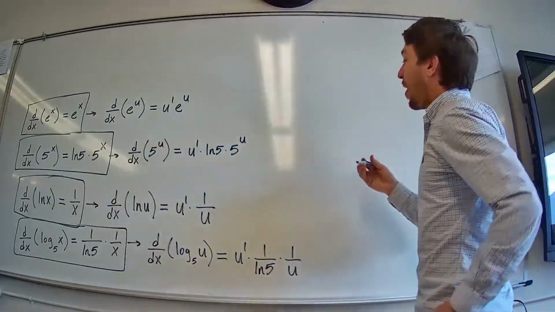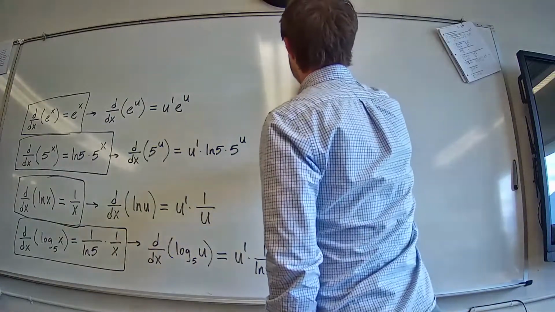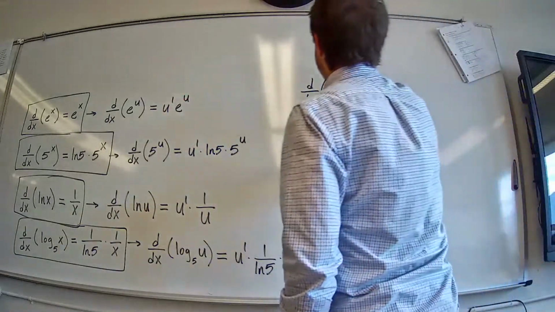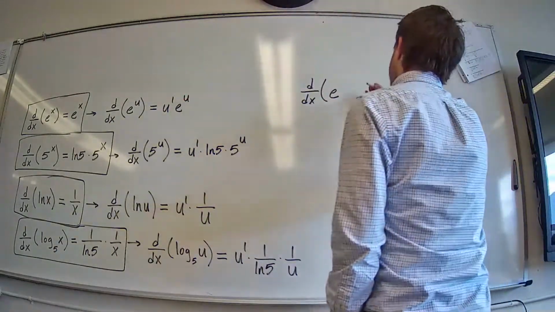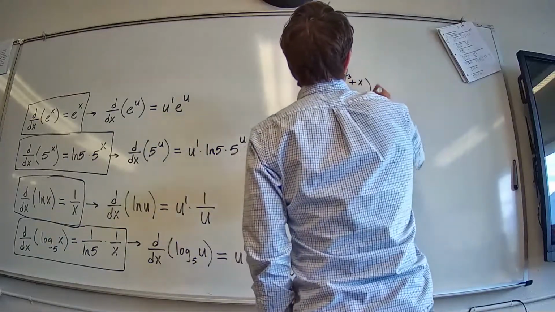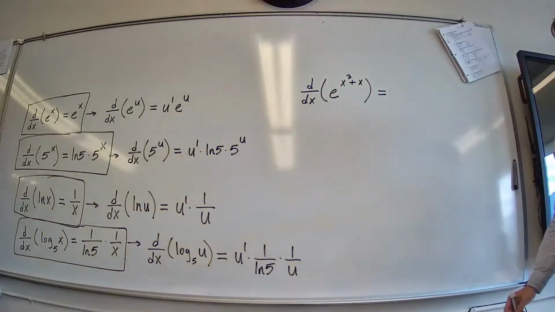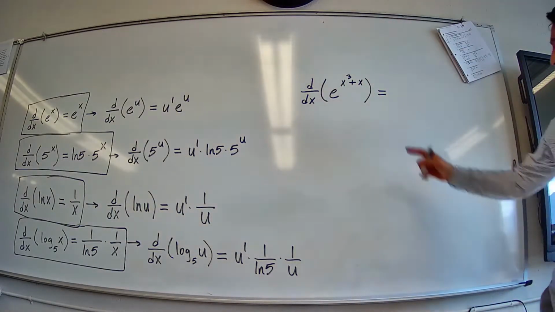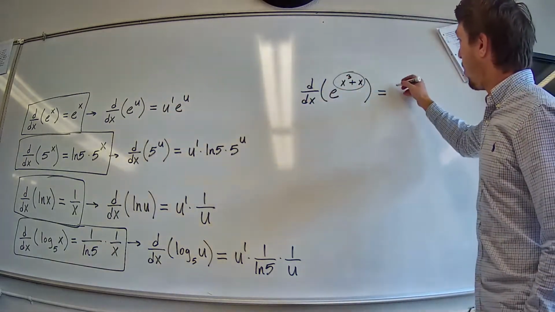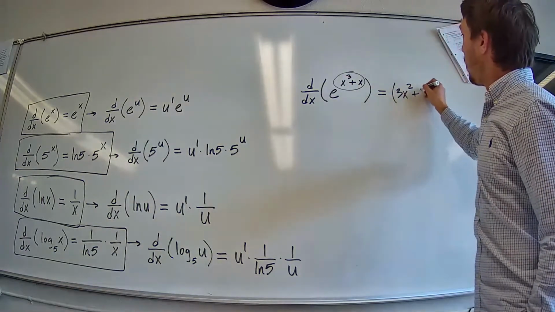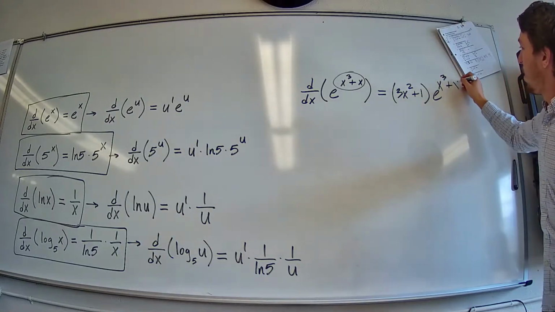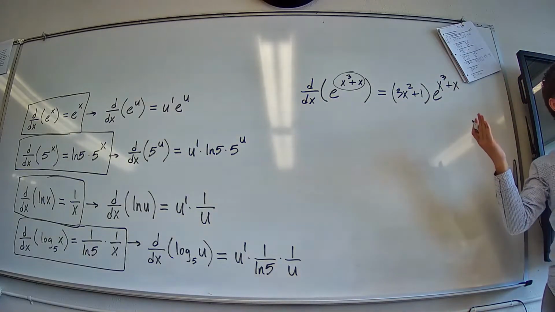Okay, so what would you do if you had, let's see, I'll just run a couple of quick examples for you here. An example of the first one: what's the derivative of e to the x cubed plus x power? Scary, right? Well, that's just e to the u. This is my u. And so I'd go 3x squared plus 1, u prime, times e to the u. Simple as that, right?